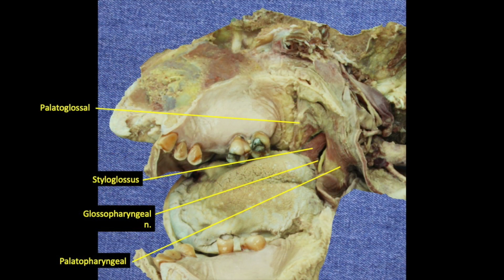Looking at a different dissection from a different perspective, we can again identify the palatoglossal and palatopharyngeal arches, the styloglossus, and the glossopharyngeal nerve. This now concludes the dissection of the pharynx.